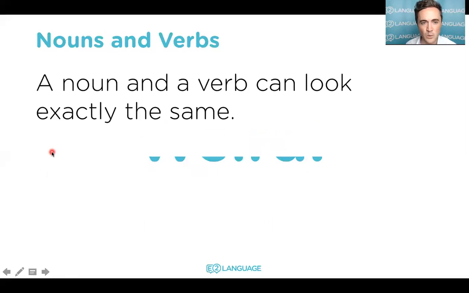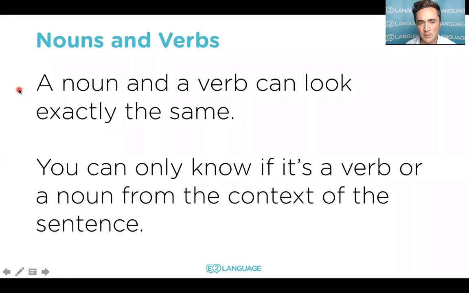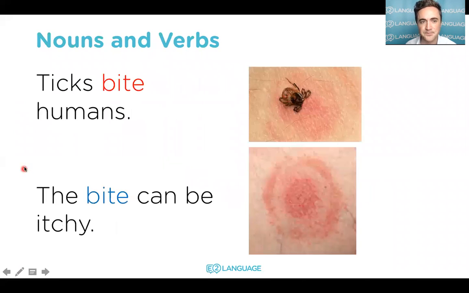We learned that there's something weird: a noun and a verb can look exactly the same, like change, right? The change, or you can change. They both work. And you can only know if it's a verb or a noun from the context of the sentence. For example, ticks bite humans, verb, or the bite can be itchy, noun.